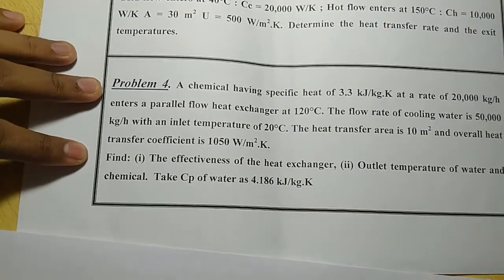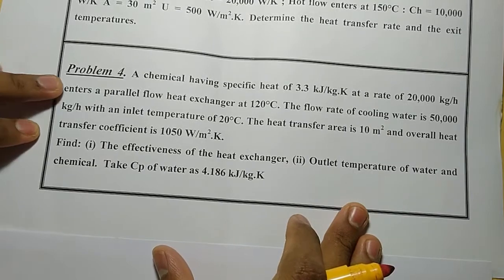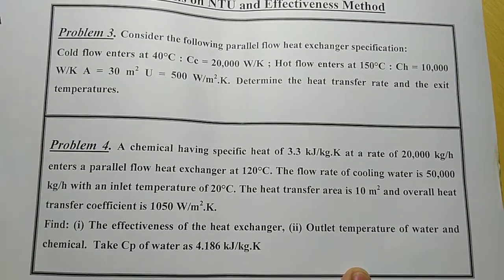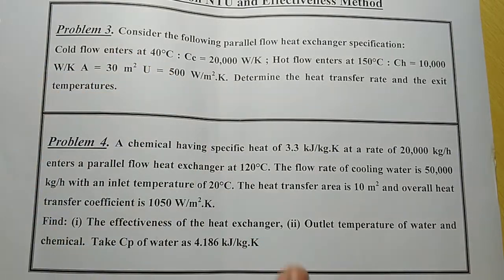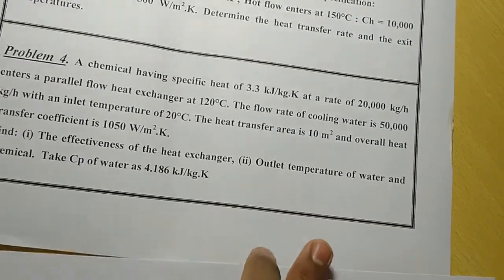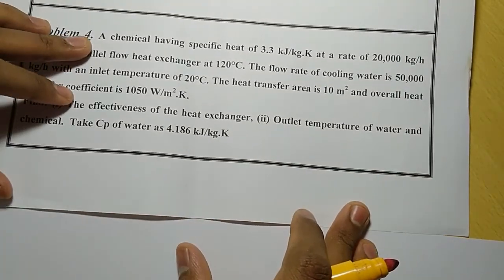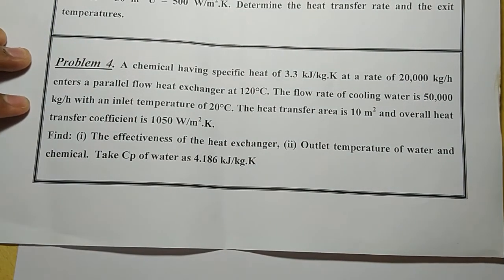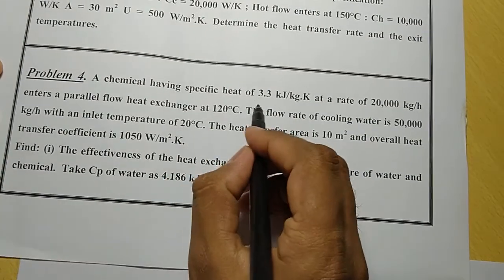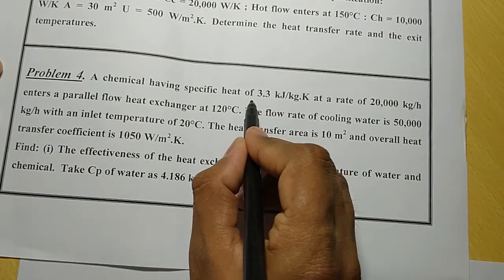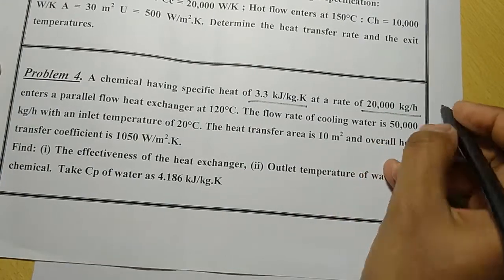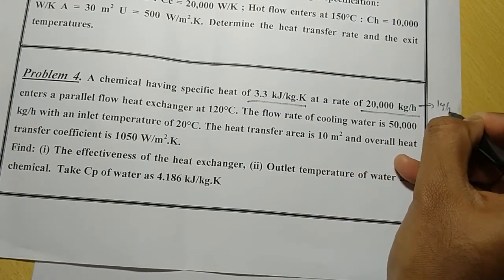Here first we will solve problem number 4. Later we will solve problem number 3. Once you understand problem number 4, it becomes very easy to understand problem number 3. In problem number 4, it is given a chemical having a specific heat of 3.3 kilojoule per kg Kelvin at a rate of 20,000 kg per hour. So you should convert this into kg per second.